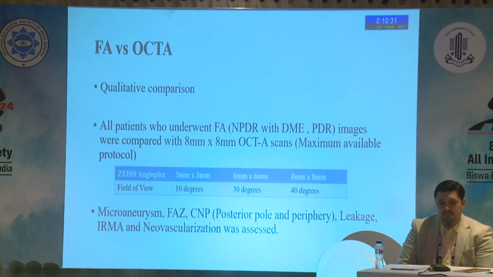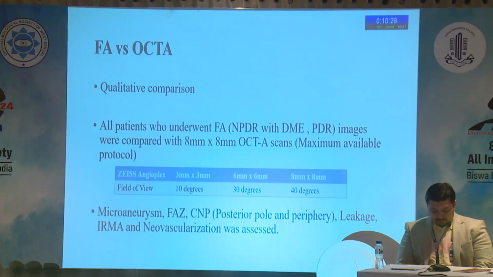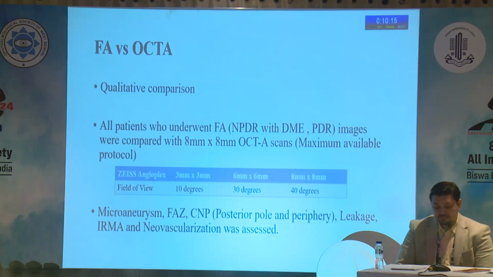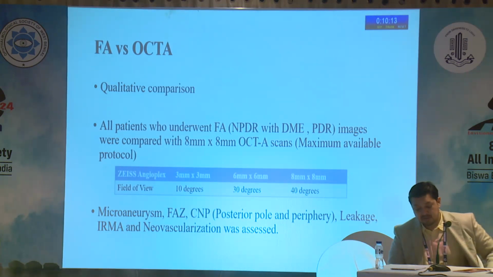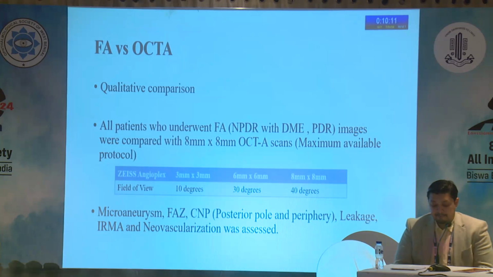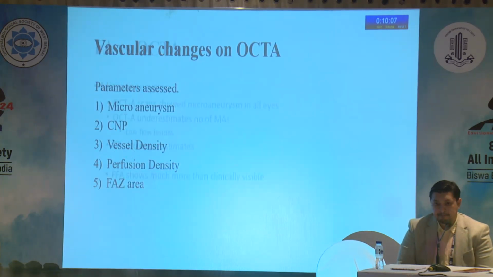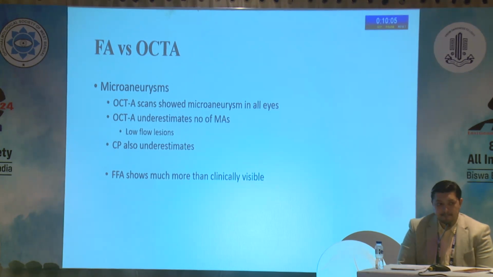So we did 3 by 3 as well as 6 by 6 and 8 by 8 scans, and initially we tried to assess whether we could see the various lesions which we traditionally see, that is microaneurysms, the size of the FAZ, the CNPs, capillary non-perfusion, both in the mid periphery as well as the posterior ones, and then the other lesions we assessed as well. So I'll directly come to the changes.